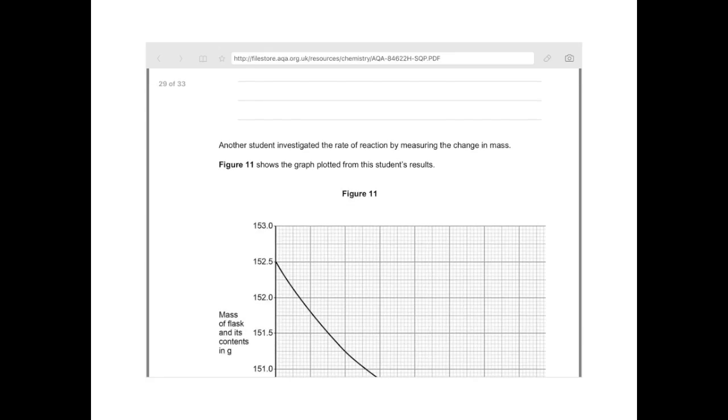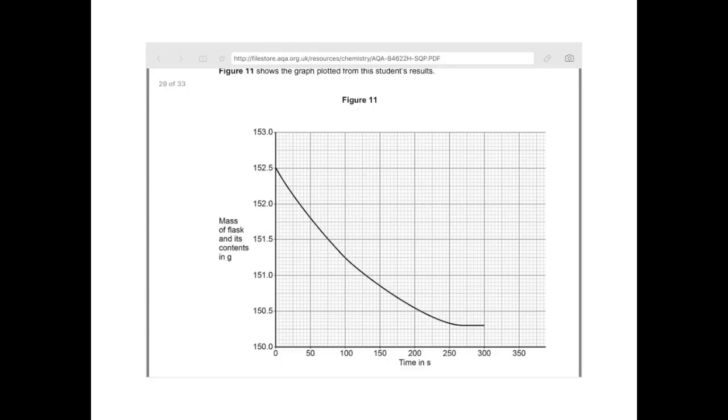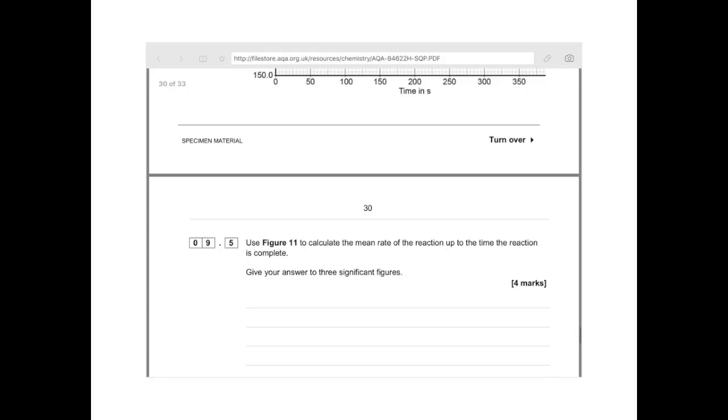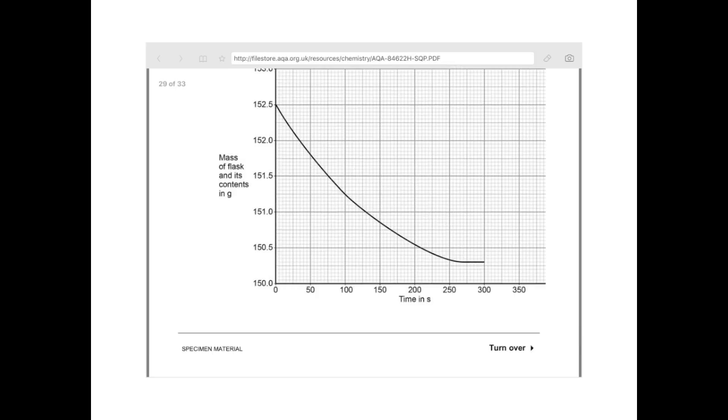Another student investigated the rate of reaction by measuring the change in mass. Figure 11 shows the graph plotted from the student's results. Use figure 11 to calculate the mean rate of reaction up to the time the reaction is complete. Give your answer to 3 significant figures. So in order to do this, you need to look at the mass that was actually lost. So you need to have a look at here where it crosses the line, and then where that line levels out, which is here. So this is quite hard.